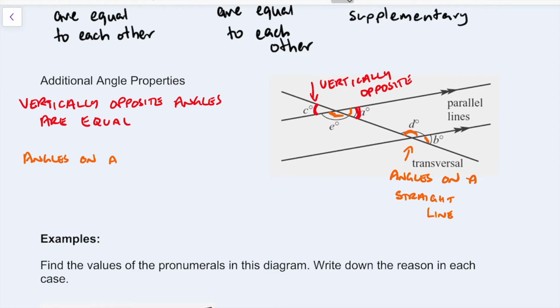Well, they're not equal actually. Angles on a straight line are supplementary. My bad. Looking at some different angles, remembering that supplementary means they sum to 180. Let's check out some examples.